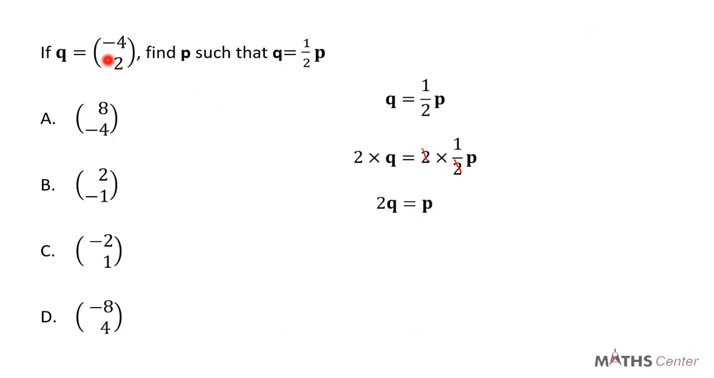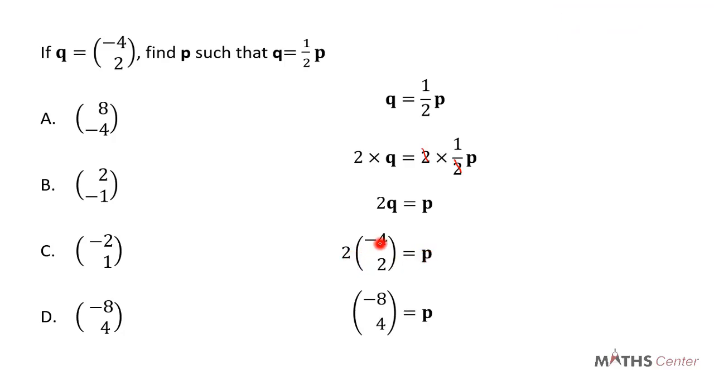The question tells us that K is equal to (-4, 2). So we can replace K here with (-4, 2). When we do that, we are going to have 2 times (-4, 2) is equal to P.